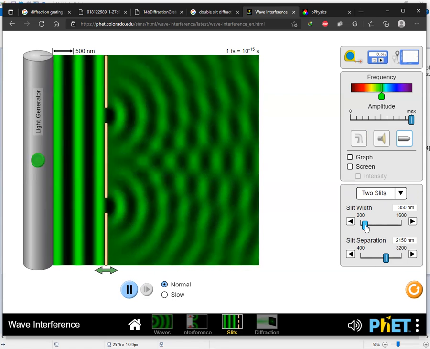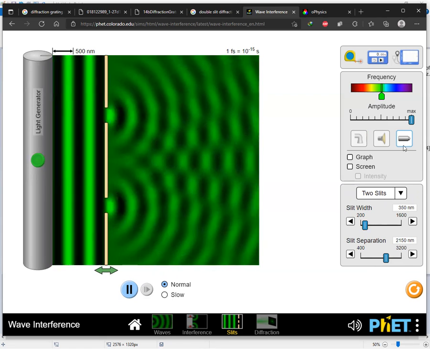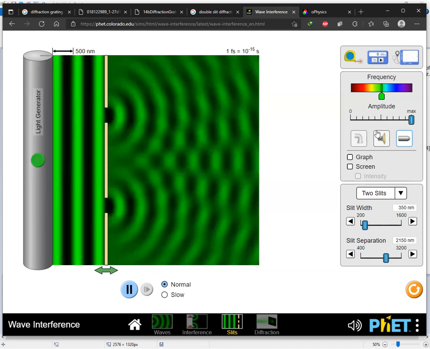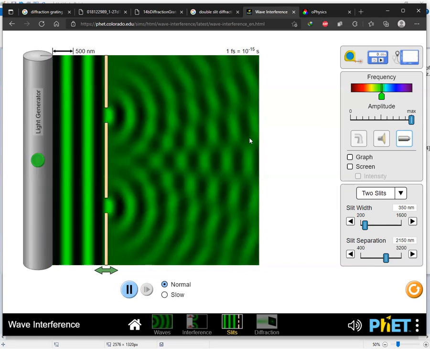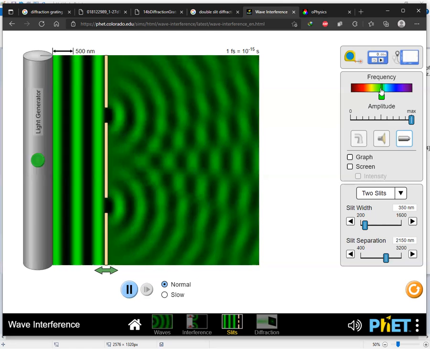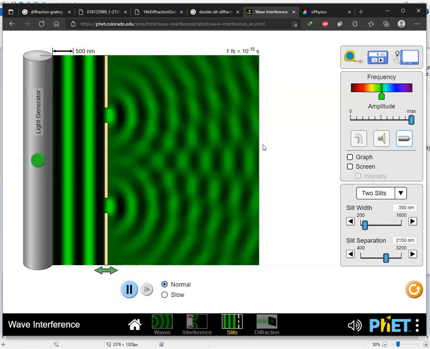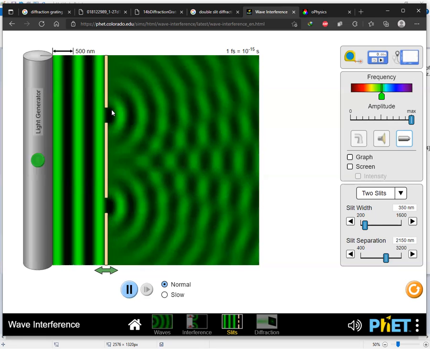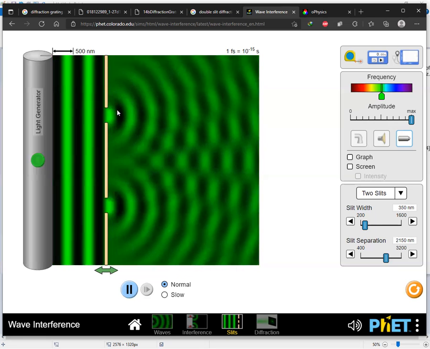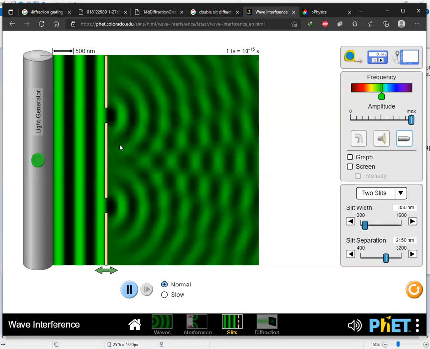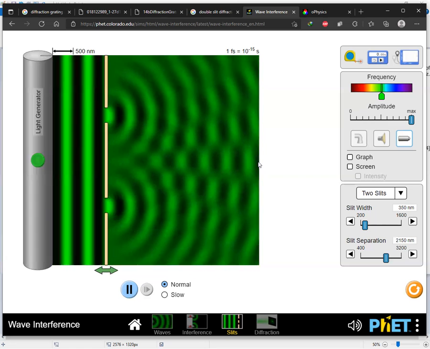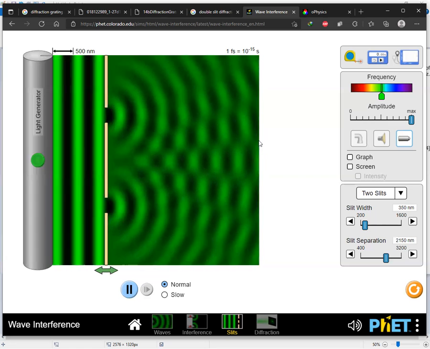Okay, so let's start with this situation. Then I'm going to slowly change the frequency of this state. Now we have chosen green over here. That's why it's green. Have a look. Whenever we have this situation, I'm doing this for light because it's easier to see. You can see over here we have the central maxima. This is the point where we're going to detect a minima.